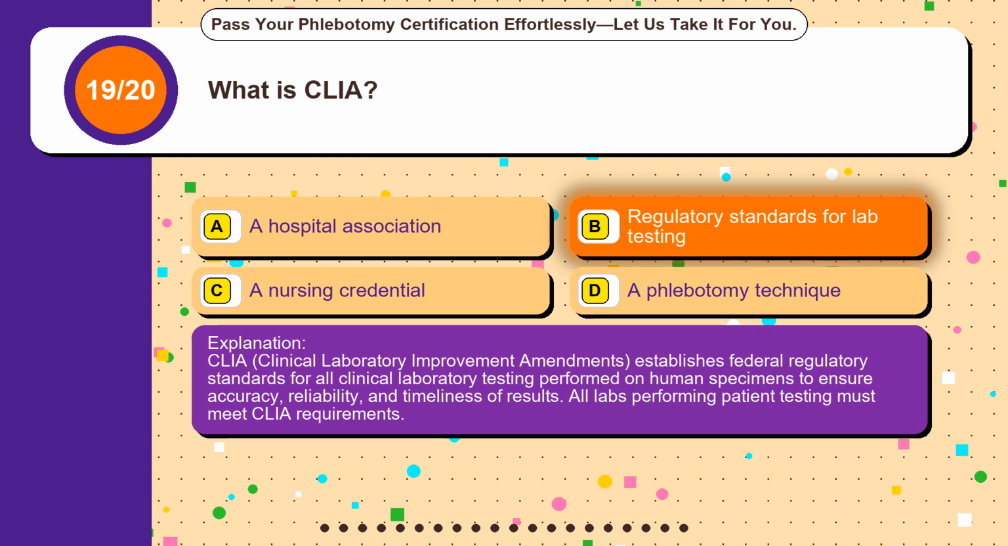CLIA, Clinical Laboratory Improvement Amendments, establishes federal regulatory standards for all clinical laboratory testing performed on human specimens to ensure accuracy, reliability, and timeliness of results. All labs performing patient testing must meet CLIA requirements.